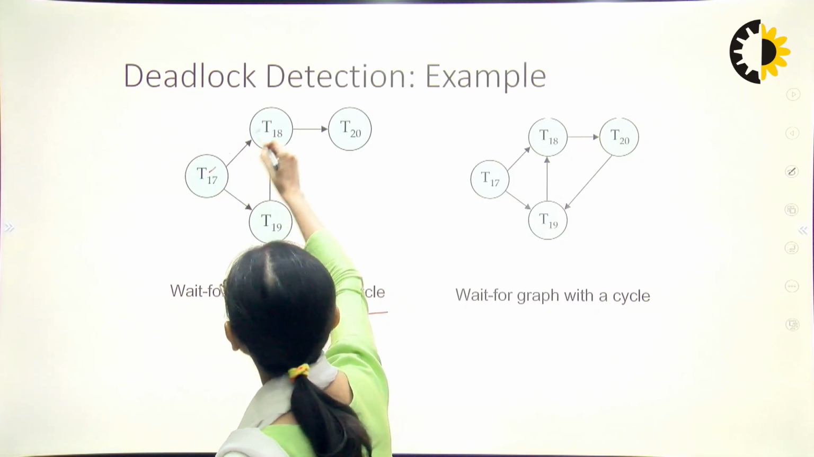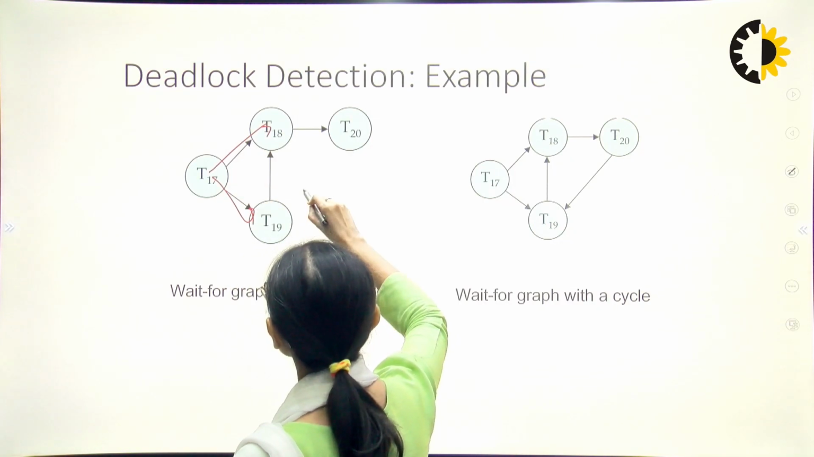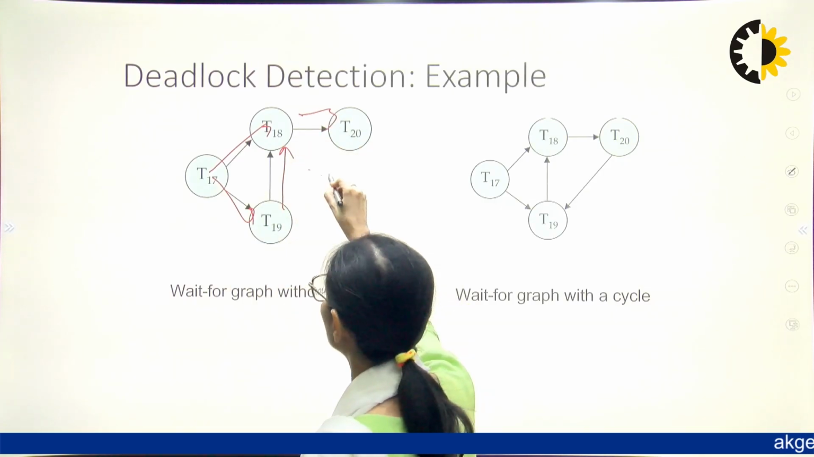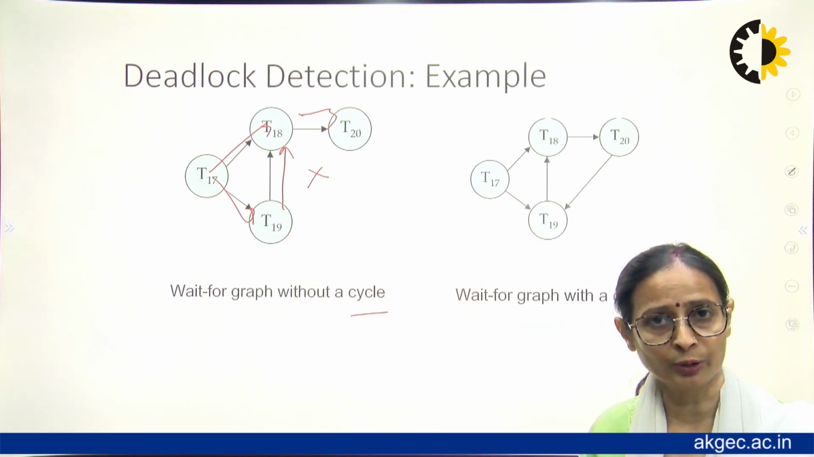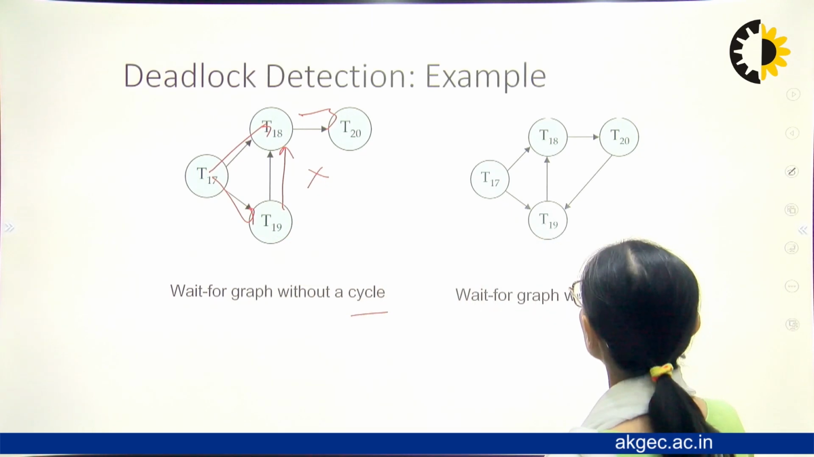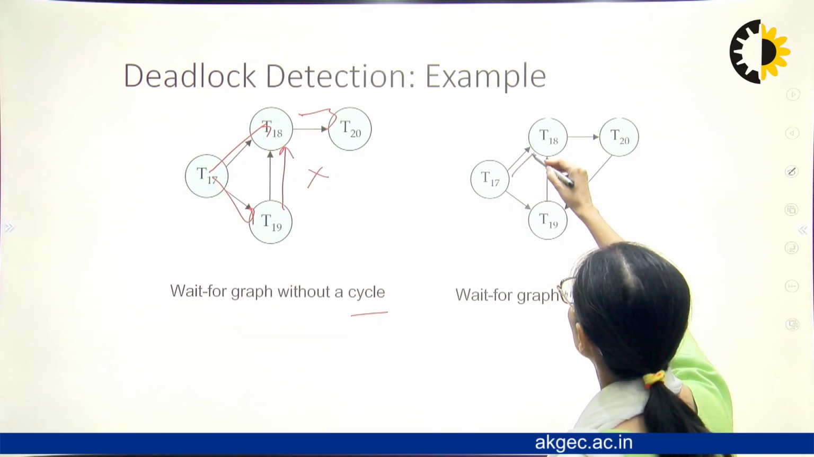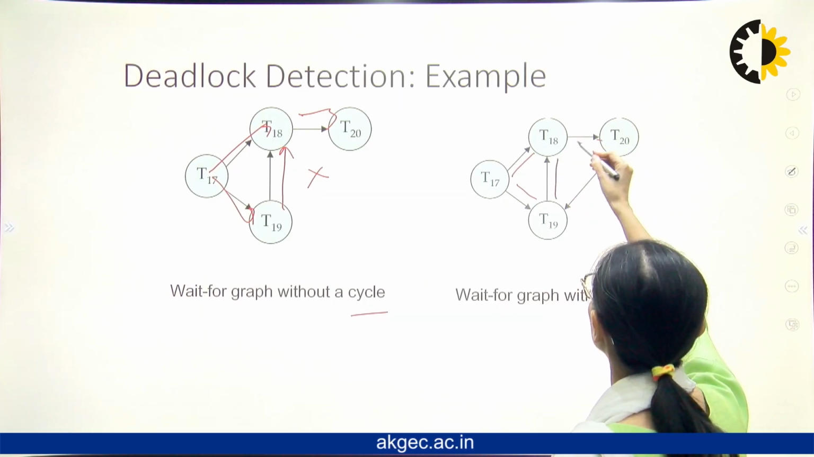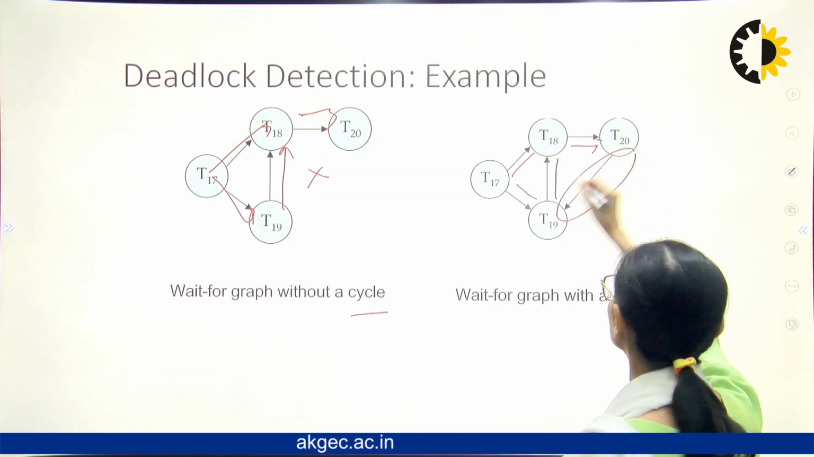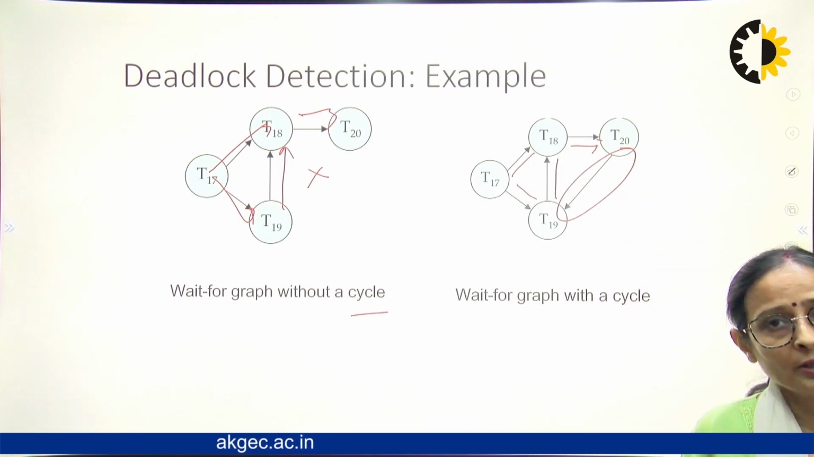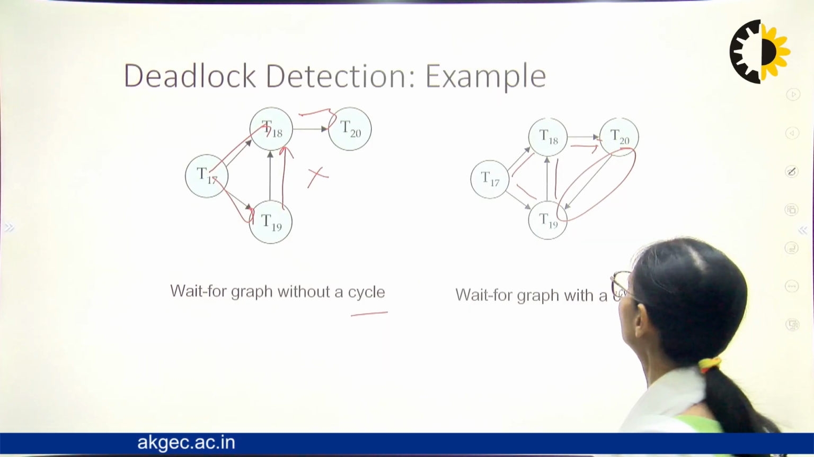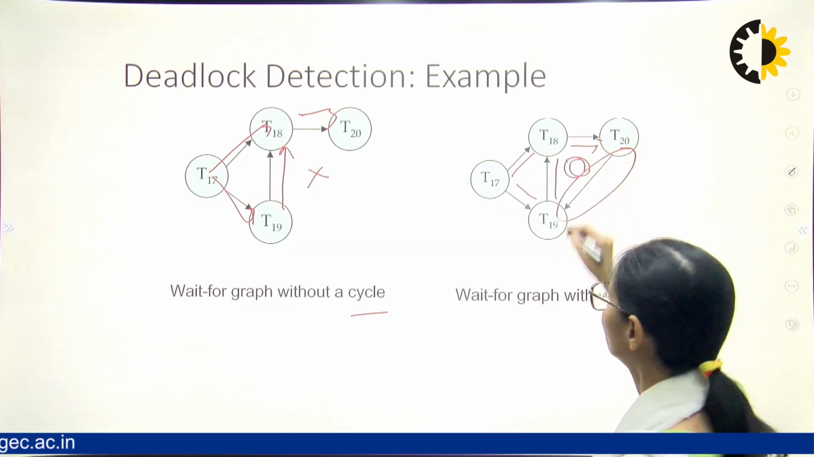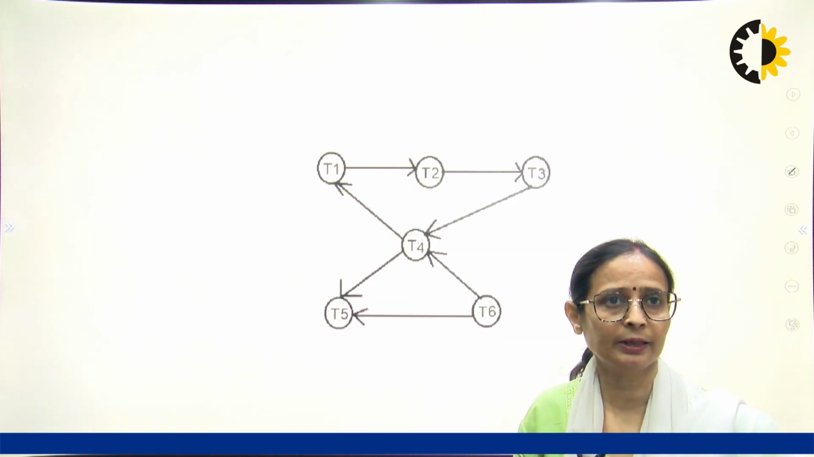Although T7 is waiting for these two transactions, T19 is waiting for T18, T18 is waiting for T20, but still there is no cycle, so no deadlock. Whereas in the case of this graph, what is happening? T17 is waiting for T18 and T19, T19 is waiting for T18, T18 is waiting for T20, but look at this edge. T20 is waiting for T90, so there is a deadlock. In this case, there is a cycle, so there is a deadlock.